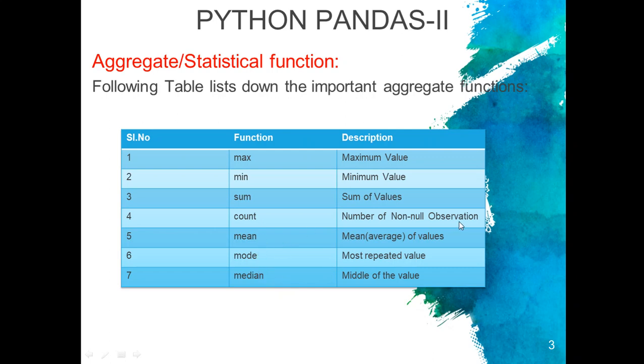So mean is the average, mode is the most frequently repeated value, and median is the middle value. How do you find it? First of all, you need to arrange the values in ascending order, from lowest to highest, and then select the middle value to find the median. So these functions will be used on the data frame to find the respective value. Let us see how it is done practically.